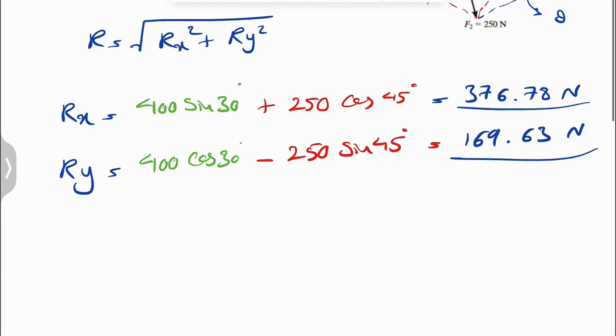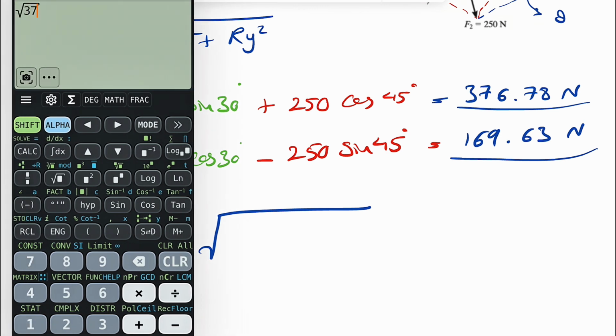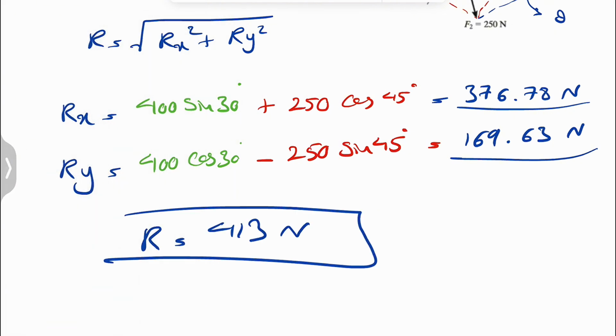All right, now that we have Rx and Ry as expected, our R has positive X and Y components. So for finding the magnitude, we have square root of 376.78 squared plus 169.63 squared, which is going to give us 413 newtons in 3 sig-figs.